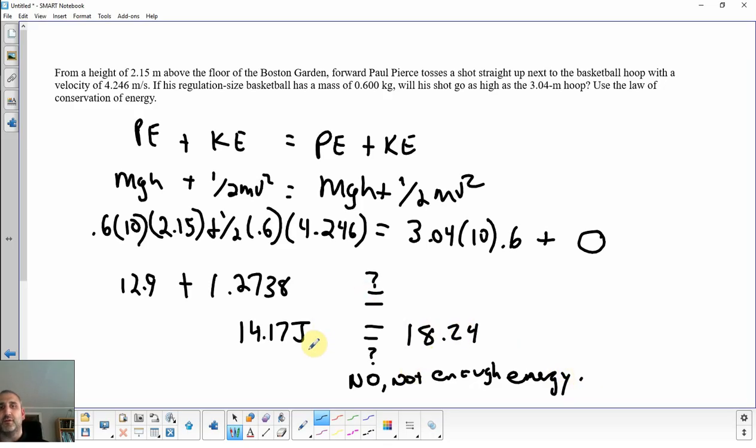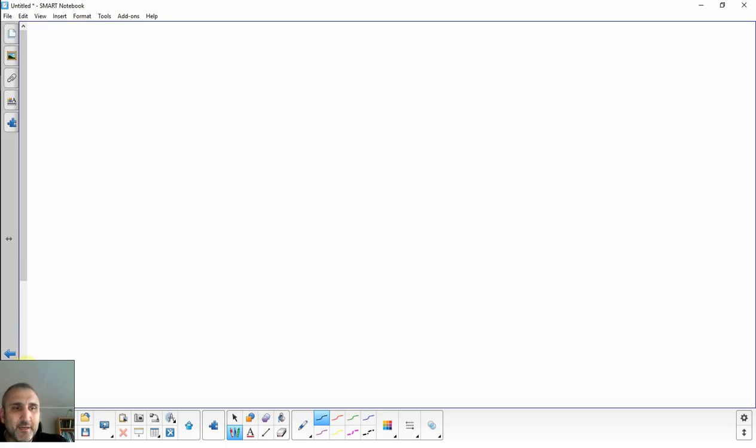And for what it's worth, you can ask, well, what could he do to make it better? Maybe he throws it faster. So instead of 4.2, maybe he throws it with 6.2 meters per second of velocity, which would make this side bigger. This side won't change because this is where the basketball hoop is, but giving more energy at the beginning might give you a better shot of having it actually get to the basketball hoop. So I think that's it.